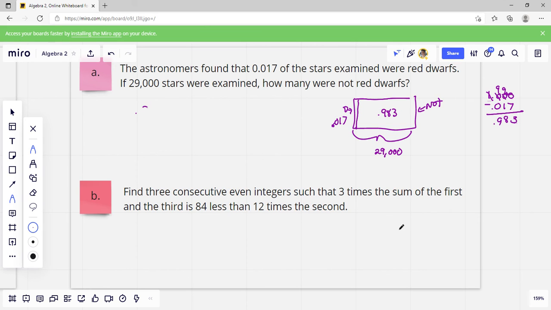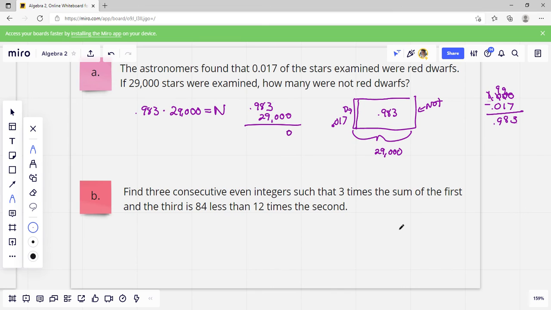Okay, so that means 0.983 of the 29,000 stars is our not red dwarf. So 0.983 of means times 29,000 is our number that we're looking for. So all we have to do right here is multiply, and I don't mind if you use a calculator for these.